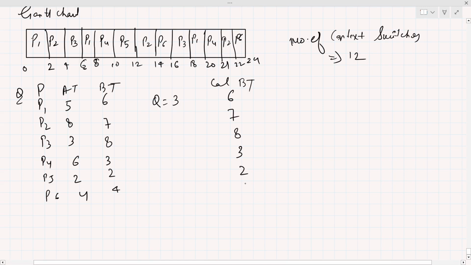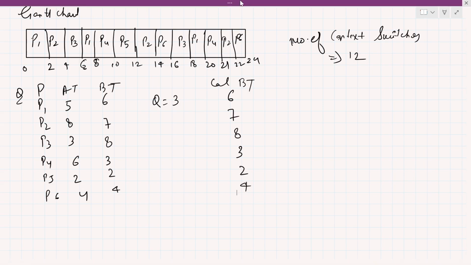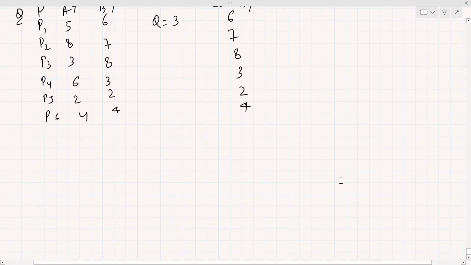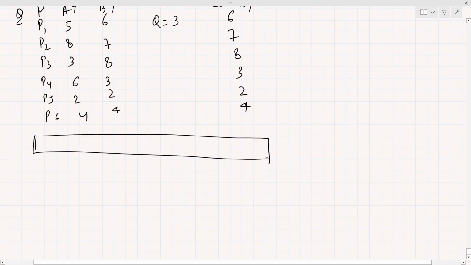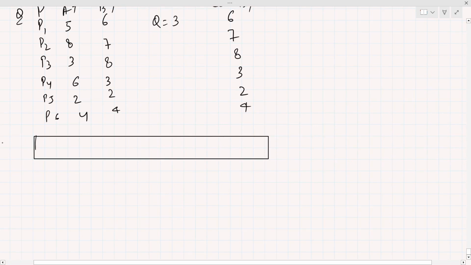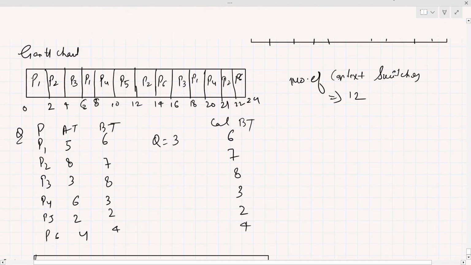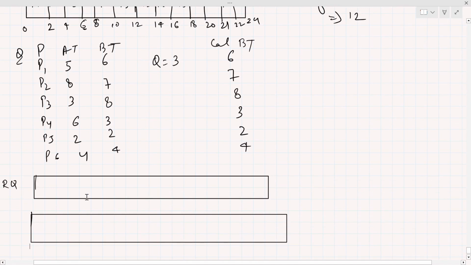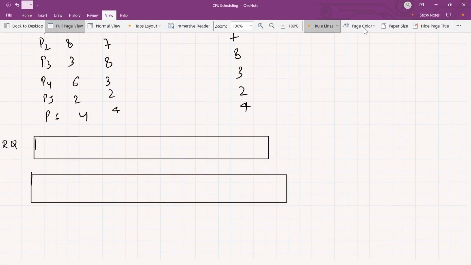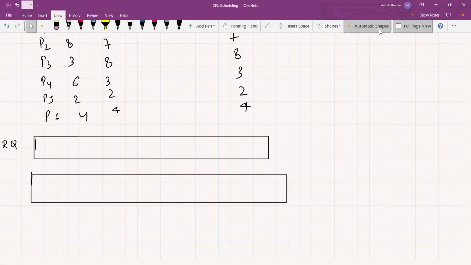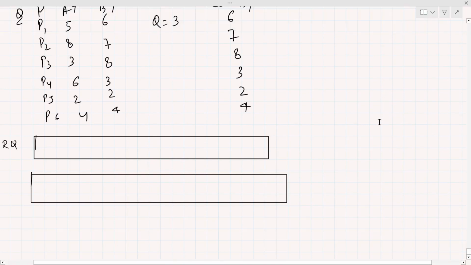So 6, 7, 8, 3, 2 and 4. First of all, what do we have to make? Two things: a ready queue, RQ, and a Gantt chart. These two things are needed to solve this type of question.